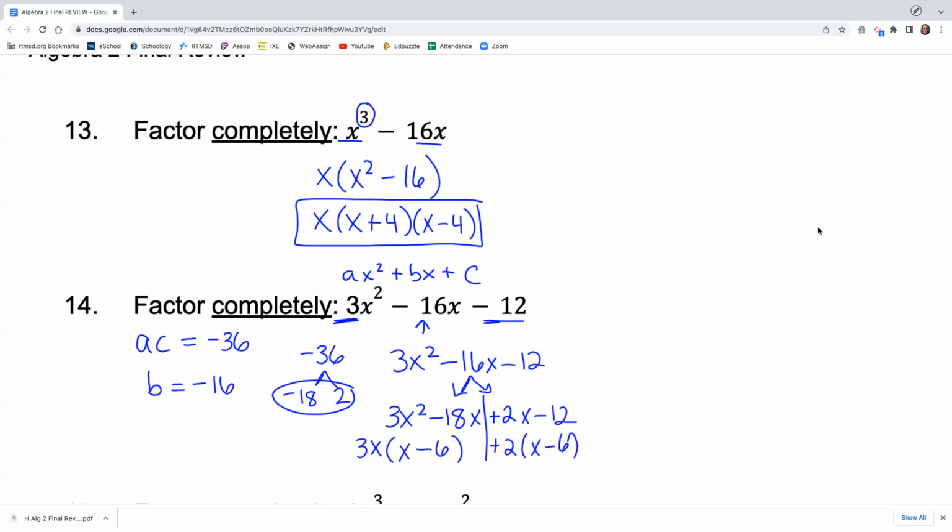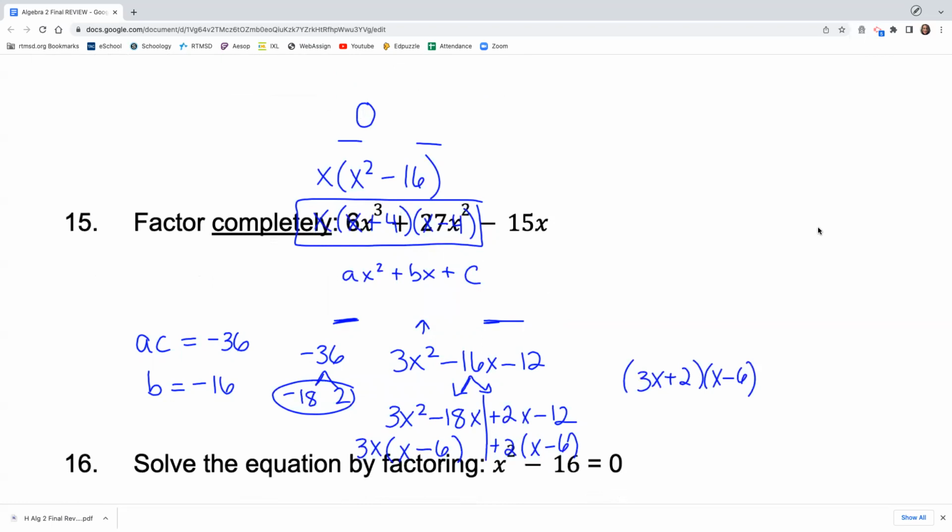You'll be left with the same stuff inside the parentheses. You then regroup. 3x plus 2 times x minus 6 would be your final answer. Don't forget, you can always take your final answer and multiply it out to make sure that it works.